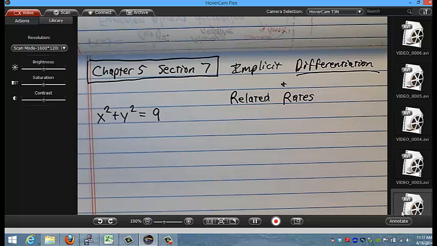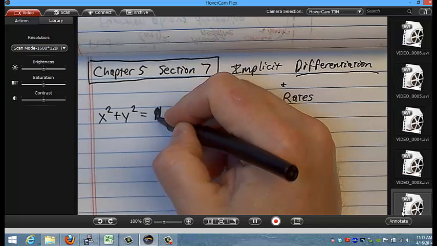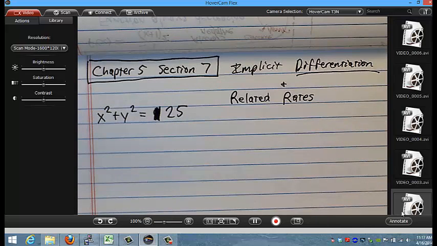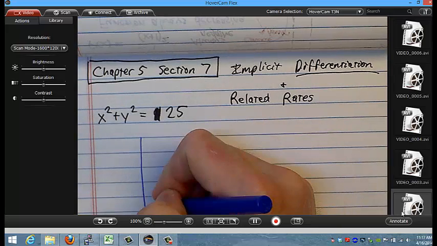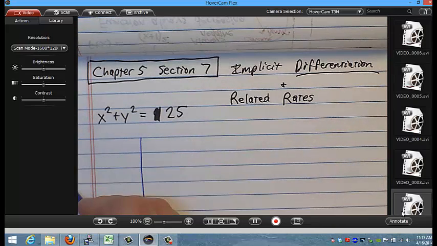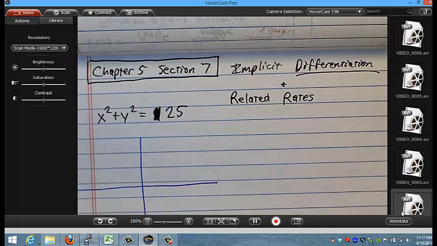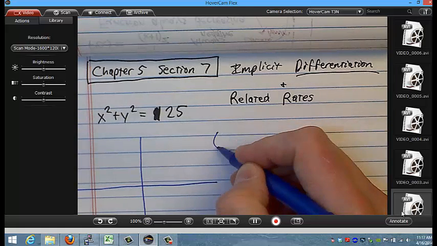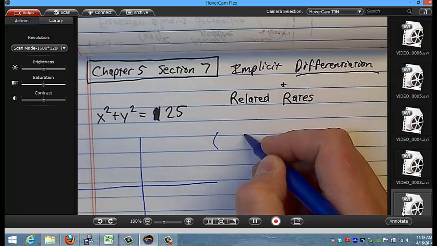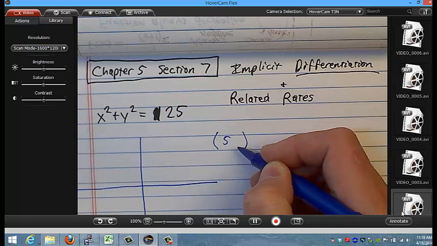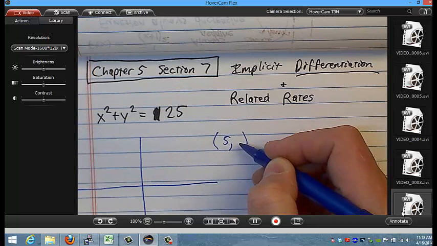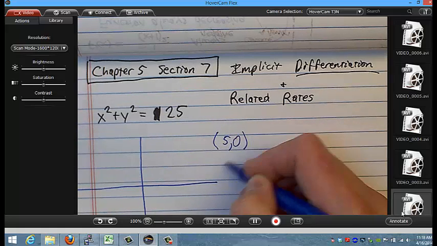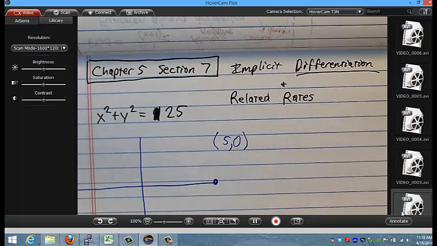Let me change the 9, guys. I don't like that 9 so much. Let me change it to a 25. So I guess what I want to do is I want to plot some points that satisfy that equation. I need an x value and a y value that works. Right? Can you give me an x value? Okay, 5. But then what do you have to put in for y to get the equation to work? 0. So there's a point, 5, 0.